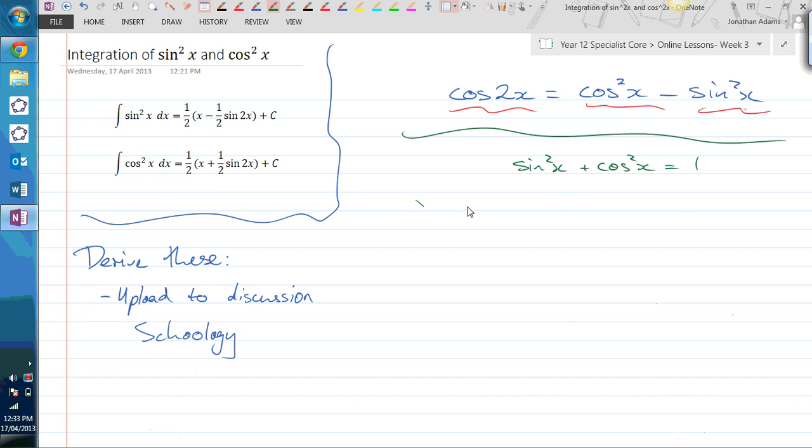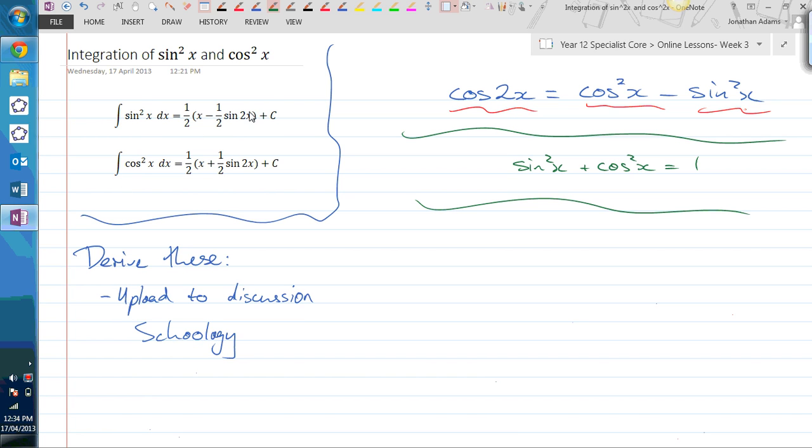derive this result. So those two are going to be your crucial two results that you're going to need to be able to prove these integral results. I'd like you to derive those and upload them to the discussion on Schoology. Even if you can't manage to get them out, do the best that you can, get as far as you can. I'm happy for you to discuss this as long as you can do them on your own in the end.